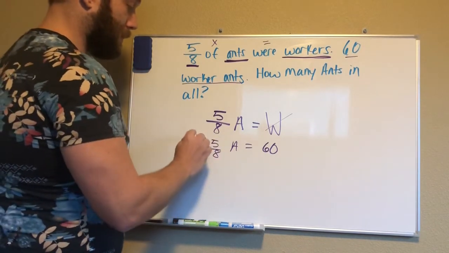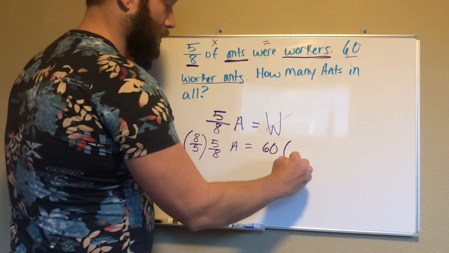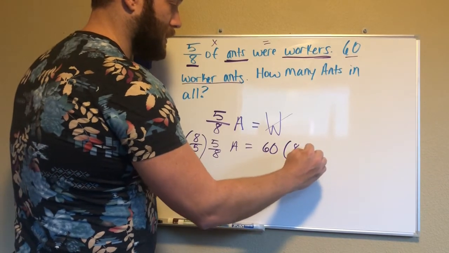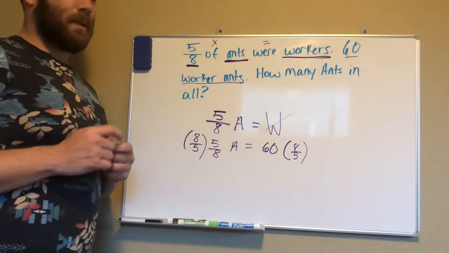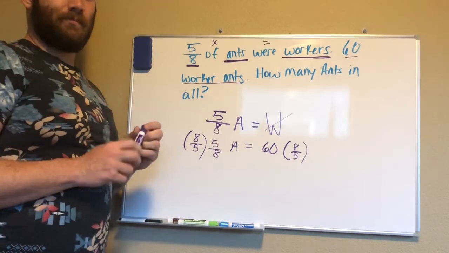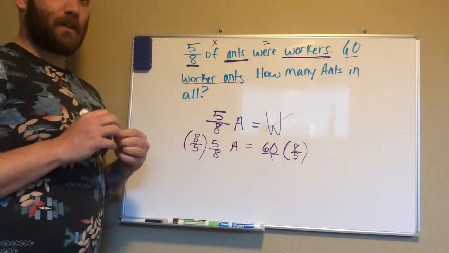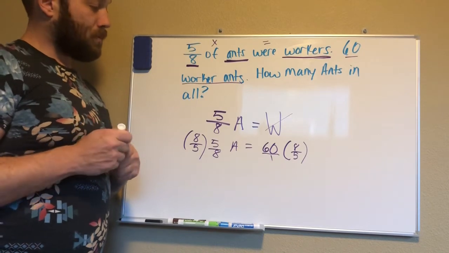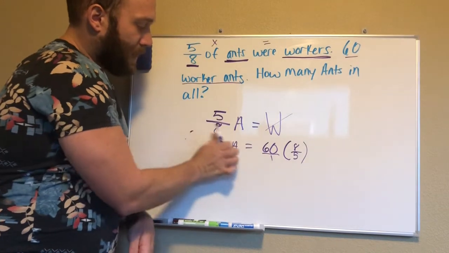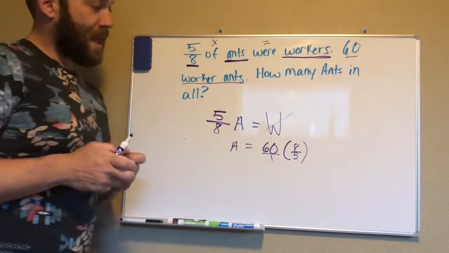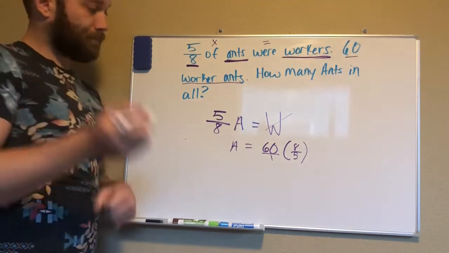So I want to multiply it by its reciprocal, 8/5. And here I will put 8/5. And as you all know very well, how do I multiply a whole number by a fraction? Put the whole number over 1, because now it's a fraction. So now I have A all by itself, because 8/5 times 5/8 equals 1. So I have A equals 60 over 1 times 8/5. Now I need to solve it.